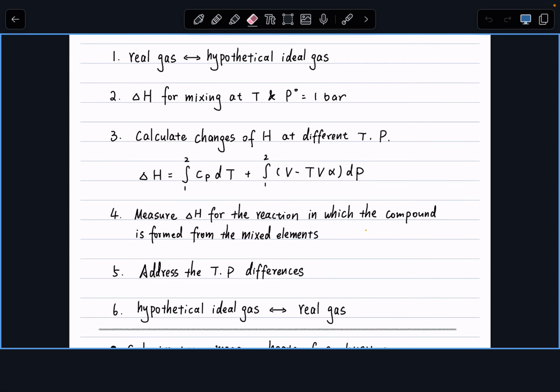Yeah, and basically on my iPad, you have the same thing. I'm just writing it down again with a little bit more illustration.